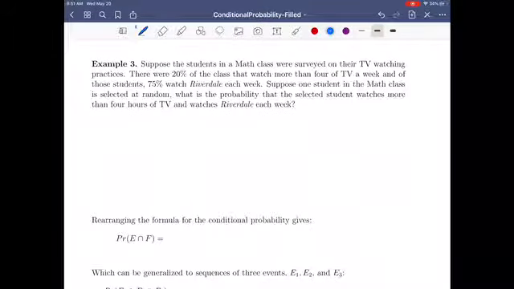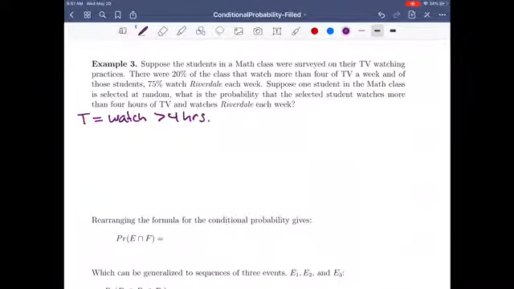So suppose students in a math class were surveyed on their TV watching practices. Okay, I'm going to try and write the information down right away. So 20% of the class watch more than 4 hours of TV. So T is going to be watch, more than 4 hours. So we know that 20% do that. So the probability of T is 0.2.